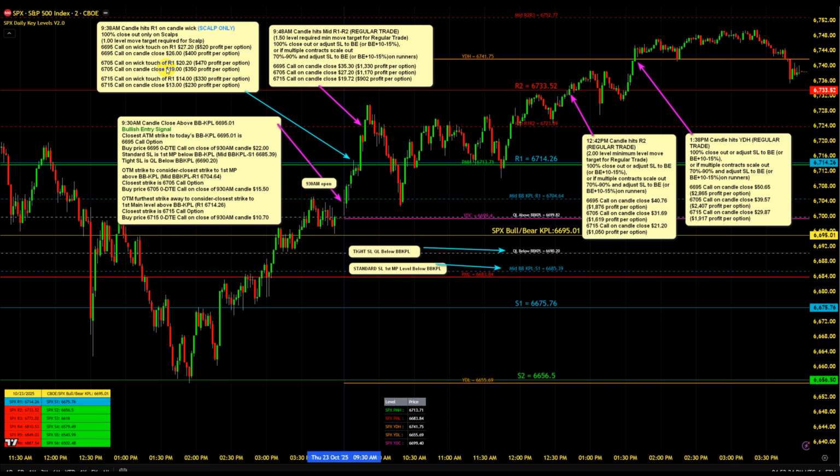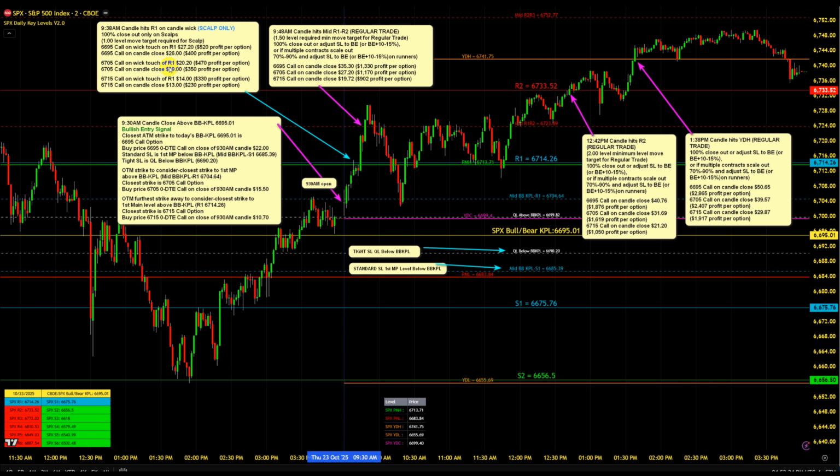Okay, so let's see how this worked out on this one level move here. So remember, this touch was on this wick here, not the close. Here we've outlined both of them just so you can see the difference. If you got out on the wick when it touched it, then the 66.95 call on the wick touch of R1 was 27.20, so that's a $520 profit per option. However, on the candle close, once it backed off, it went back down to 26, so that's only a $400 profit per option if you got out on the close.